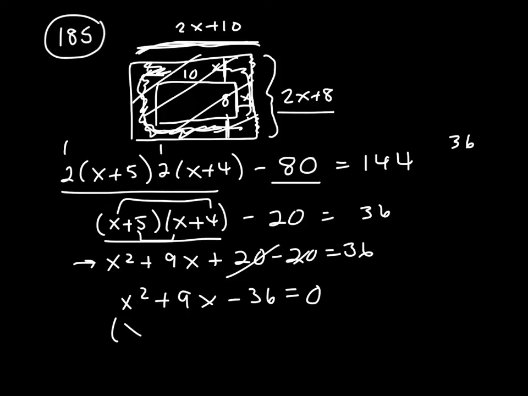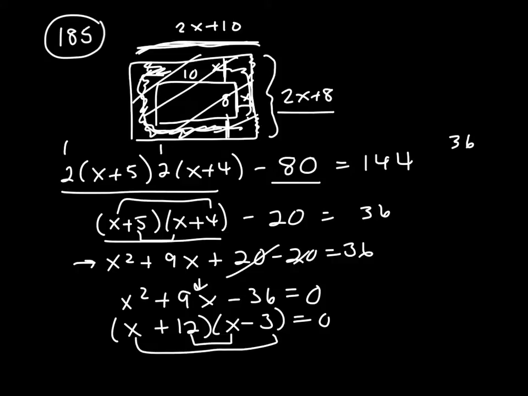Now let's factor this. That's going to give me an x plus a 12 and an x minus a 3. Because 12 times negative 3 is negative 36. And a 12x and a negative 3x gives me a positive 9x. Set both of those equal to 0. The first one will give you negative 12. You can't have a width that's negative 12. But the second one gives you x equals 3. That's the width of your border.